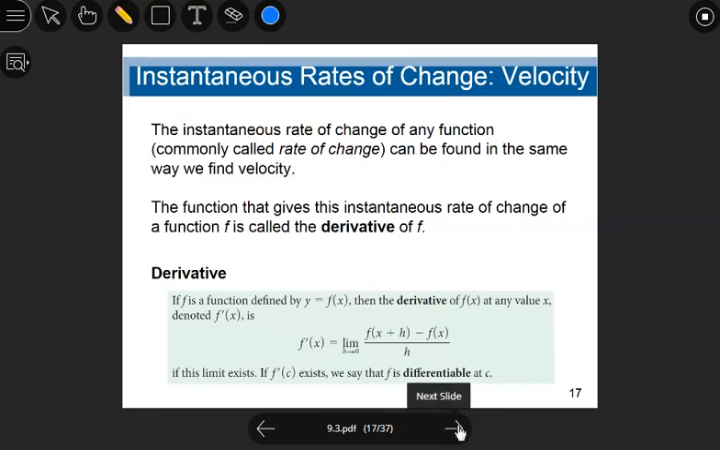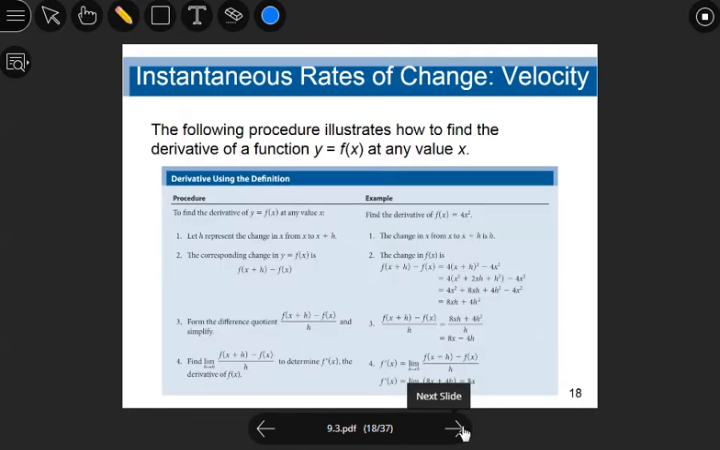So the process is, let's look at it step by step by looking at some examples. So to find the derivative of y is equal to f of x at any value x, let's see. So step 1, let h represent the change in x from x to x plus h. So you need to find this one, f of x plus h minus f of x. So substitute for your function, it is 4 times x plus h squared minus 4x squared. So finally you can obtain this one.